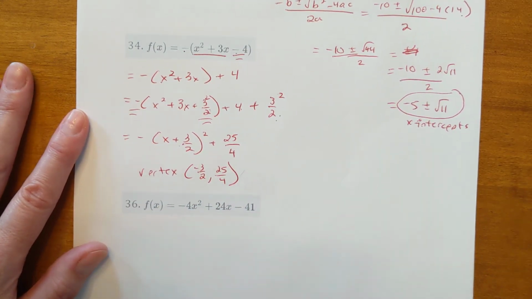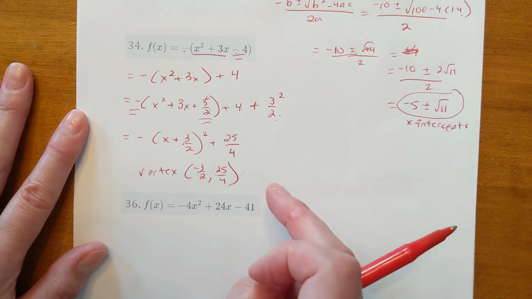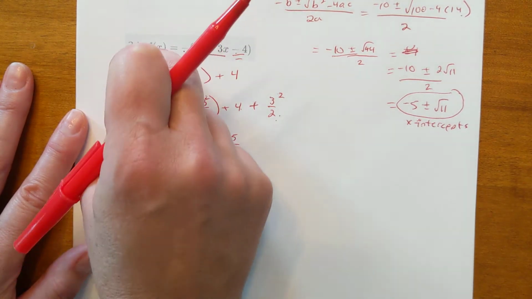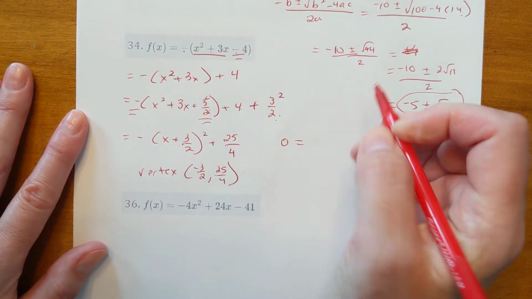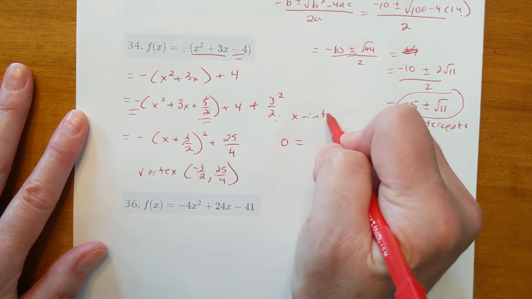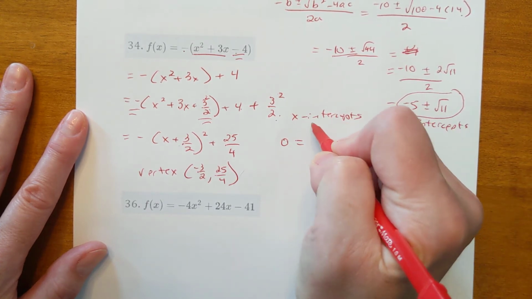And again, they wanted the x intercepts. So we're going to want to know when y is equal to 0. So to find the x intercepts again, you want to set y equal to 0.